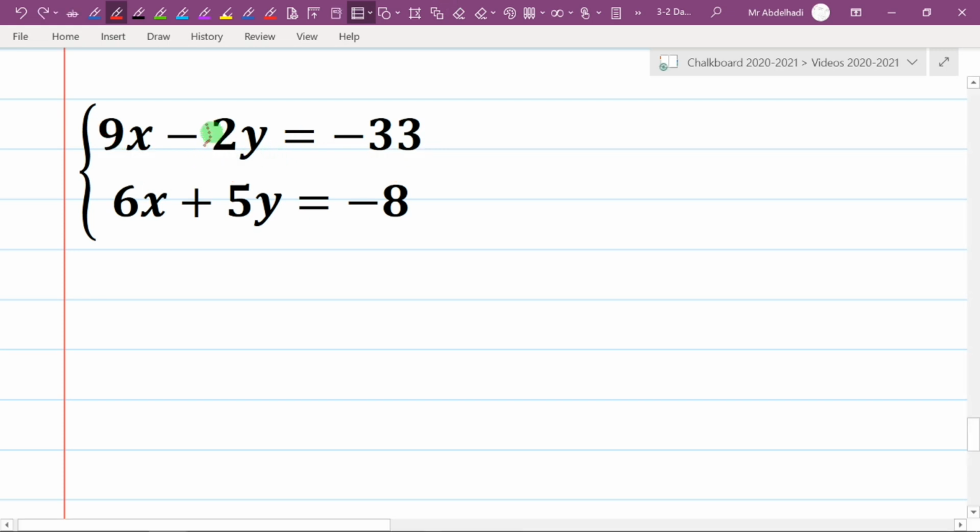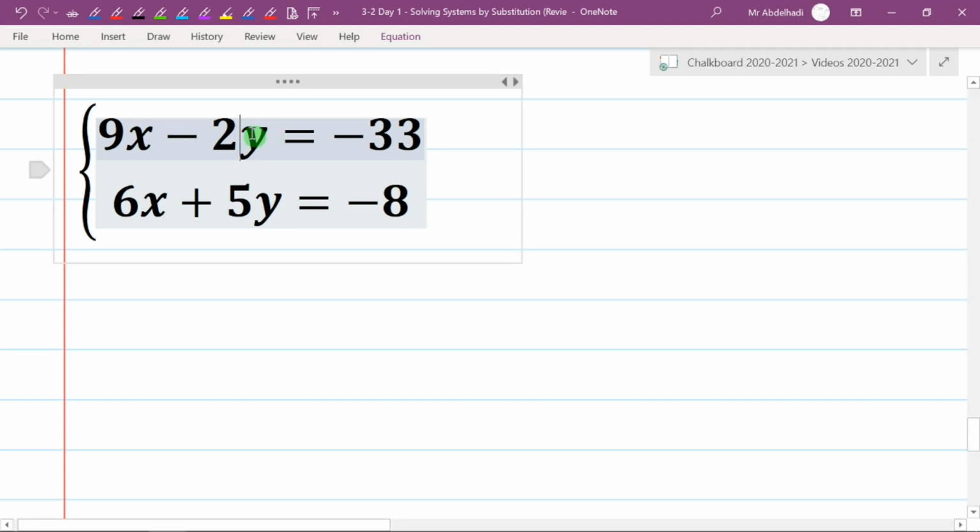And let's say you were trying to get the y by itself. Well, to get the y by itself, you need to divide everything by negative 2. You can see that creates fractions. 9 over 2 is not going to be a whole number. So that doesn't work.